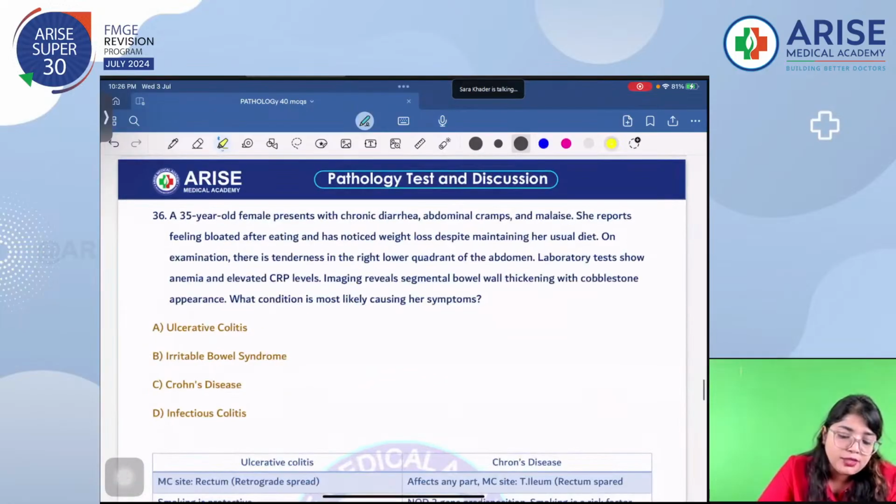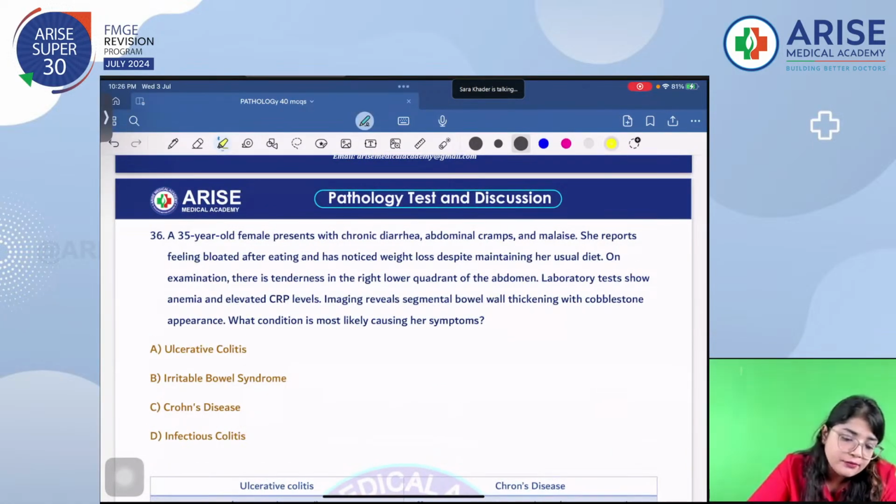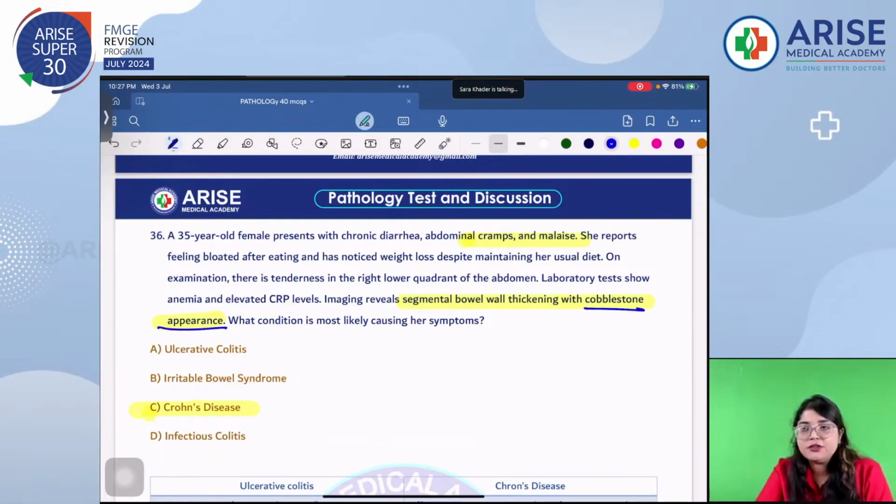Very important. Look at this quickly. Just 4 more questions, we are done. This is a question where you have a 35-year-old with abdominal cramps. Look at the last line. There is segmental bowel thickening with cobblestone appearance. Where do you see cobblestone appearance? Yes, very good. So whenever there are big, long questions, you look at the last lines. The last line gives you what the examiner wants from you. So this is most likely Crohn's disease.